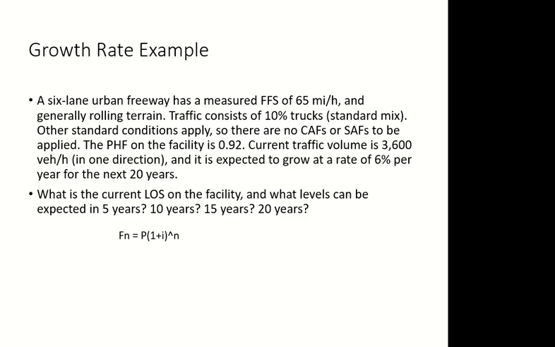Okay, another question. We will try to solve it in a different way. So pay attention. We have a 6-lane urban freeway. Free flow speed is given. We have rolling terrain. Traffic is 10% trucks, standard mix. Standard mix means 70% single unit, 30% trailer trucks. Smaller trucks are more, bigger trucks are less. This is standard. No adjustment factors. All conditions standard. Peak hour factor is given.